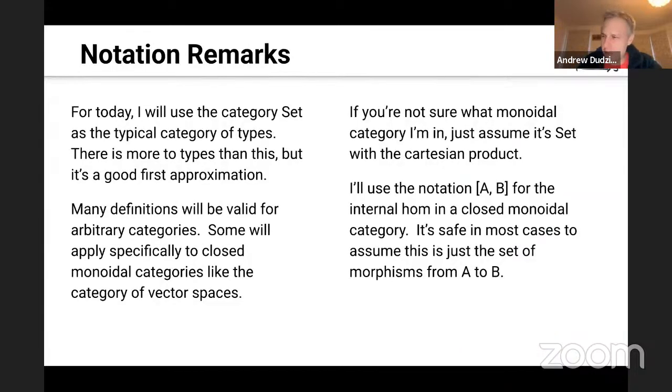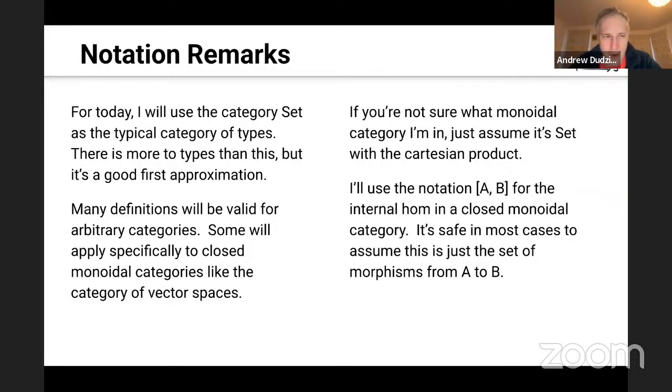Before we jump into it, just some remarks on notation. When I say a type, for this talk, I'm thinking of that as a set. So a type is just the set of instances of that type. That's not all there is to types, but this is good enough for our purposes at the moment.